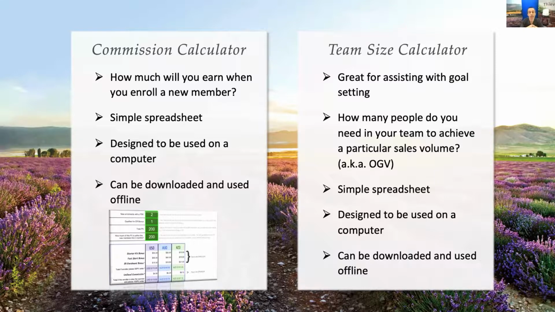And then the second one is the team size calculator. The team size calculator helps you to determine approximately how many people you need in your organization or your team in order to be able to achieve a particular sales volume. This is a really fantastic tool for helping with goal setting, and we'll look at that in a lot more detail when we talk about that particular tool. Again, this is designed as a spreadsheet that you could download to your computer if you wanted to use it locally, or you can just use the online version as well.